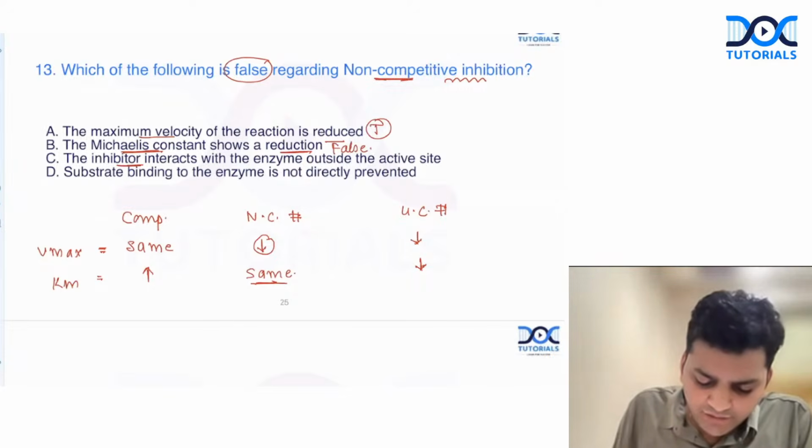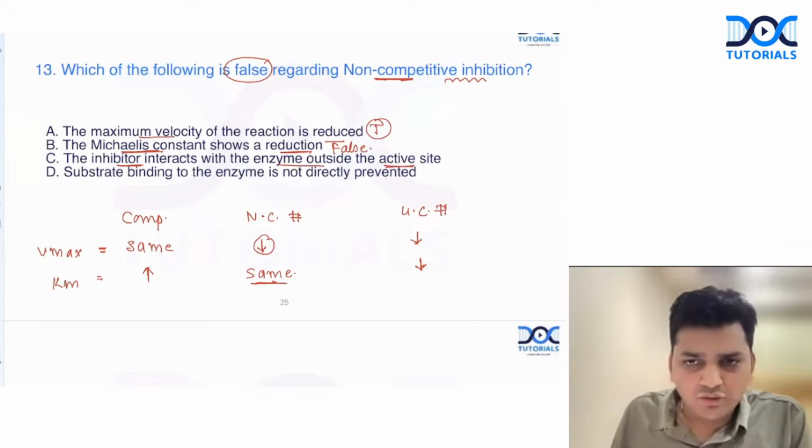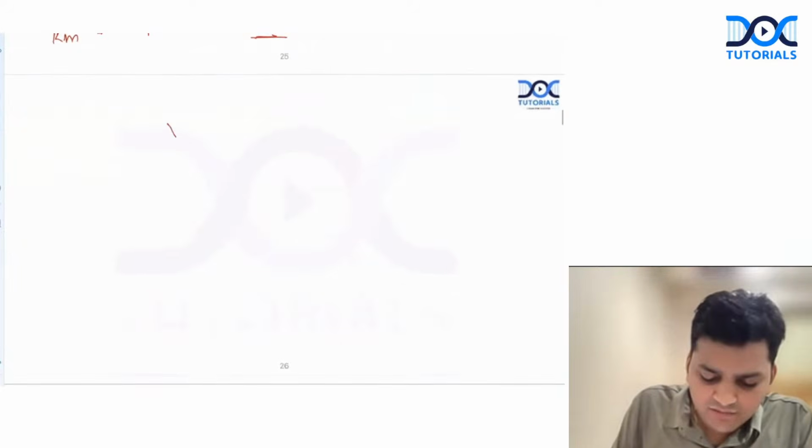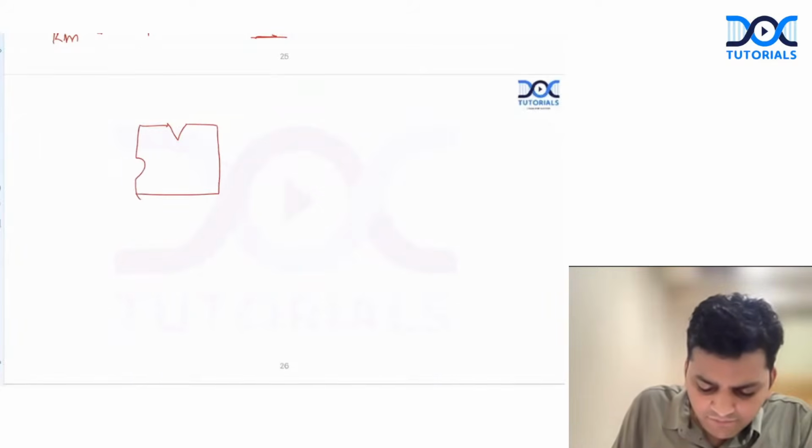The inhibitor interacts with the enzyme outside the active site. Yes, in the non-competitive inhibition, what happens is, for example, here is the enzyme. On the enzyme, we have two sites, the active site, and here is the allosteric site.